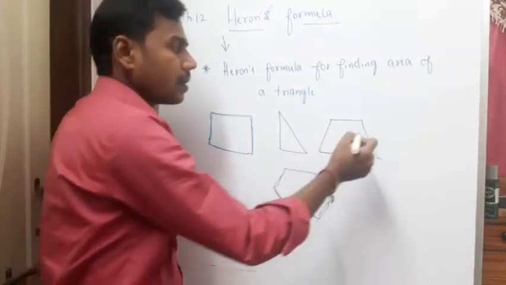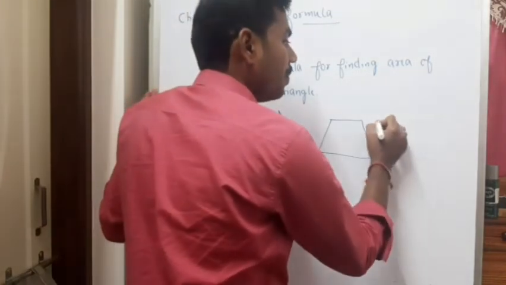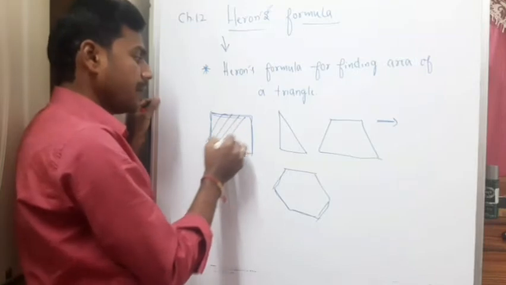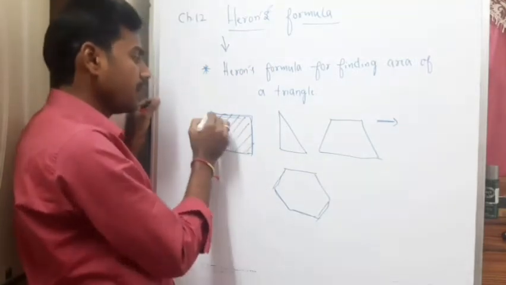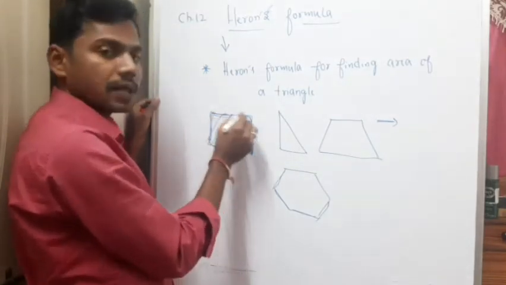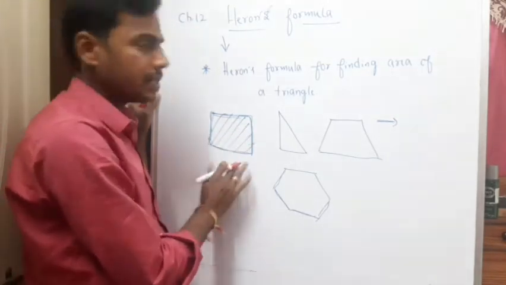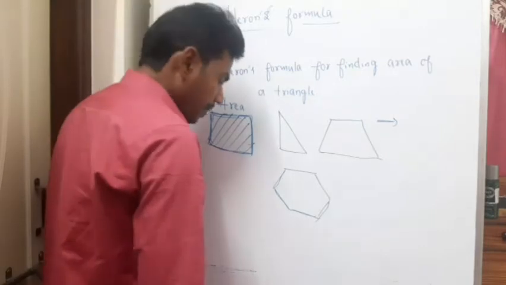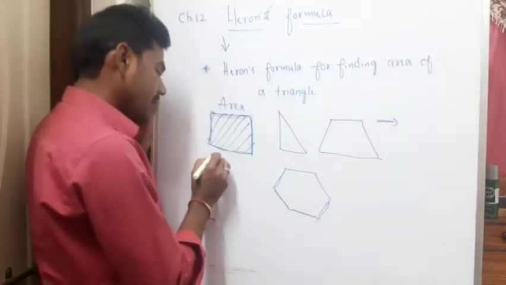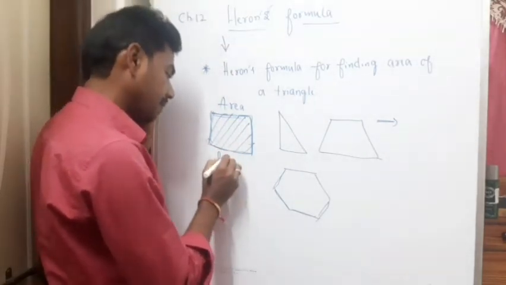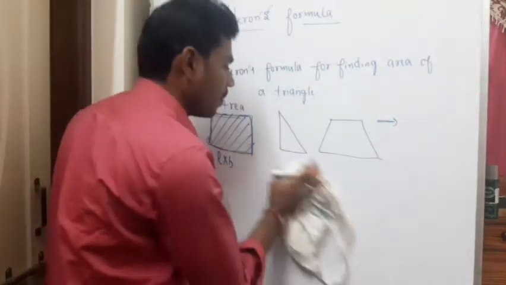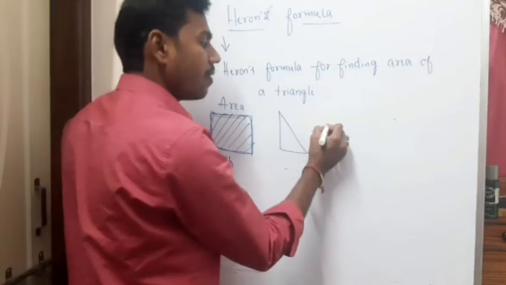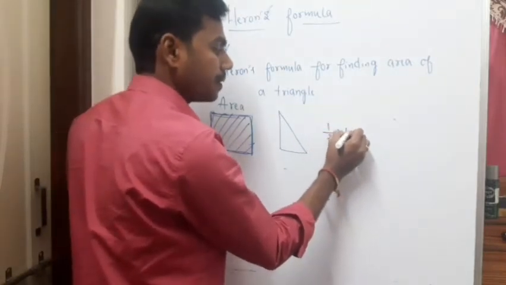Next, how are you going to find the area? The measure of the surface of a 2D plane, this total measurement is nothing but an area. Okay, so for a rectangle it is length into breadth. For a triangle we have a formula: half into base into height.